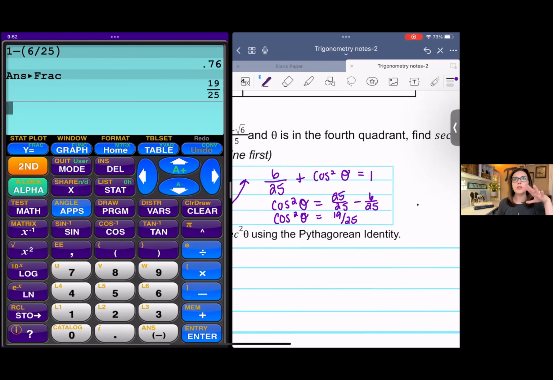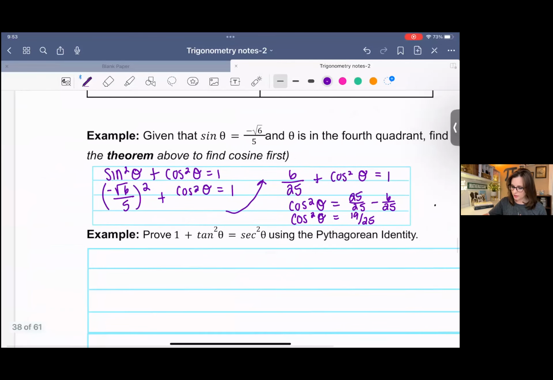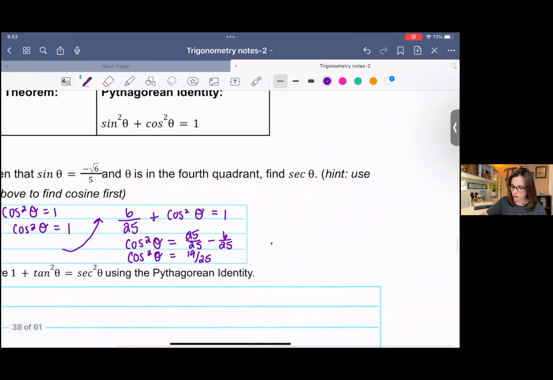Whenever you square root both sides, we have to take into consideration the positive, negative, but this is the point where we need to figure out if we're looking for the positive or the negative solution. Now, earlier it said that it's in the fourth quadrant. So I'm going to draw a little coordinate plane here. This is 1, 2, 3, 4. So it's in this quadrant.